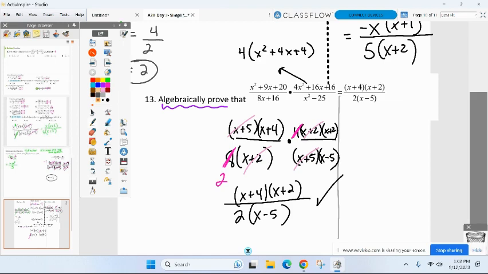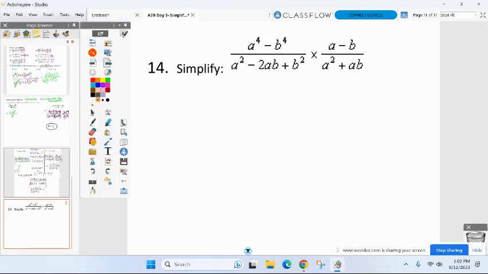Questions before we get to that last one that looks like a beast? And then you only have 3 to do, remember. Ready? All right. Do not doubt yourself. You have the confidence to do this. All right, here we go.